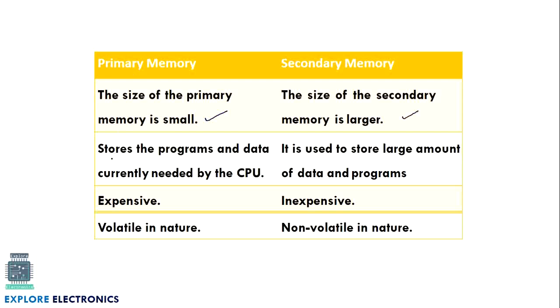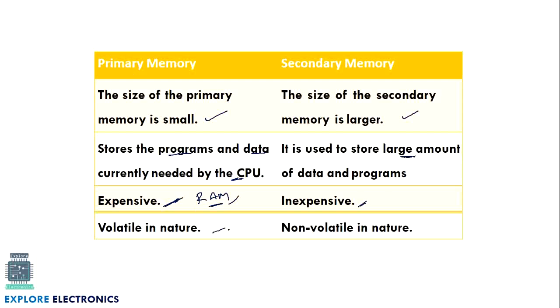The size of the primary memory is very small, the secondary memory is very large. The primary memory stores the programs and data currently needed by the CPU, and the secondary memory is used to store a large amount of data, right? You will put your large data in the hard disk of the computer. And this primary memory is very expensive. If you want to replace a RAM of very little memory, it will be very costly, right? For this amount you will be getting the hard disk itself, right? That's why it is inexpensive, and this is expensive.